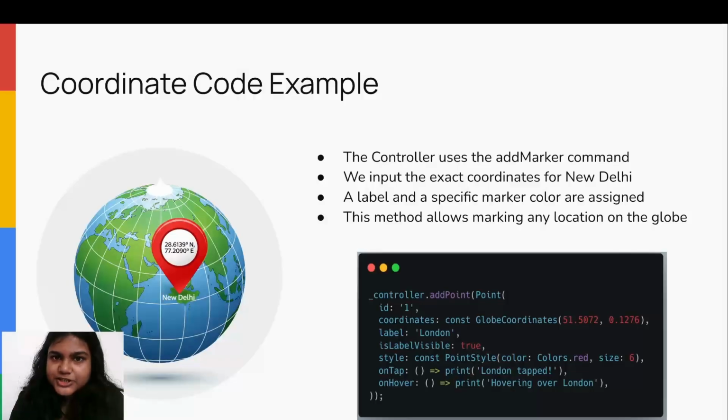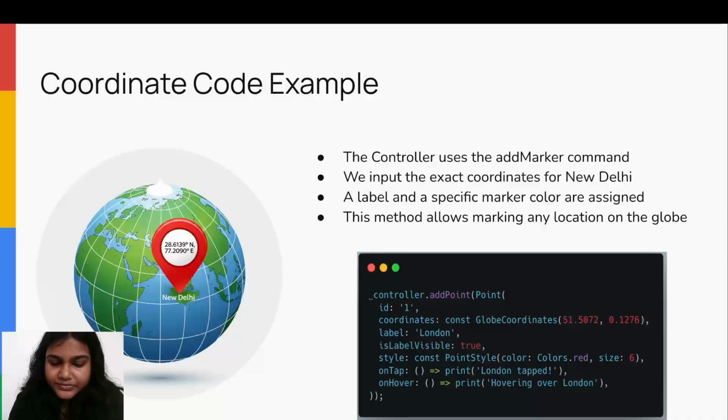A modern application must be interactive. This introduces the concept of event-driven programming. The point object in our framework includes callback functions to handle user input. Specifically, we have properties like onTap and onHover. These callbacks allow us to define specific logic that executes only when a user interacts with a marker.